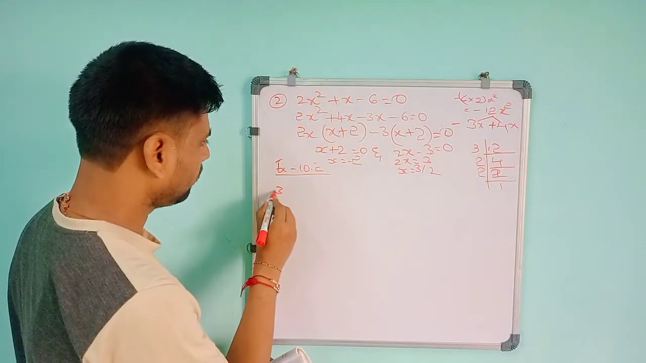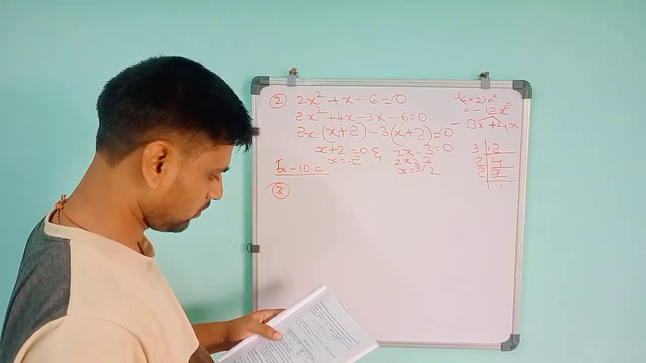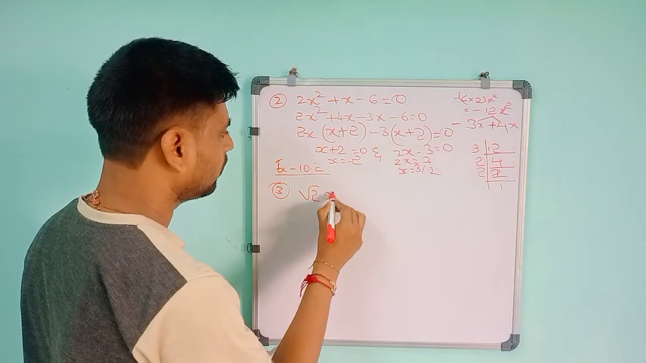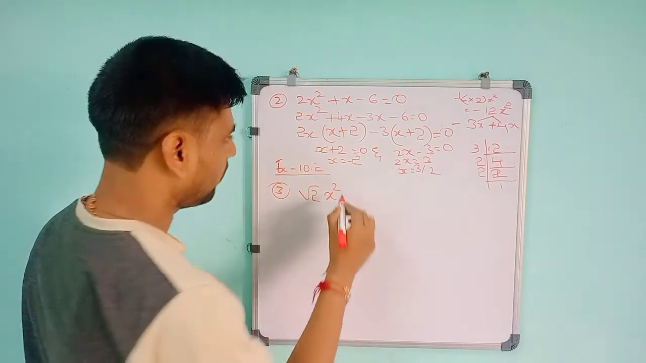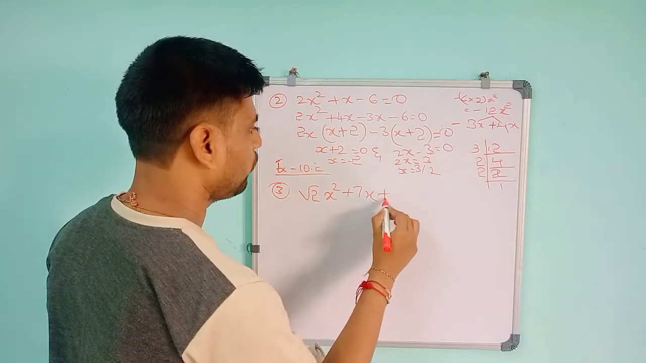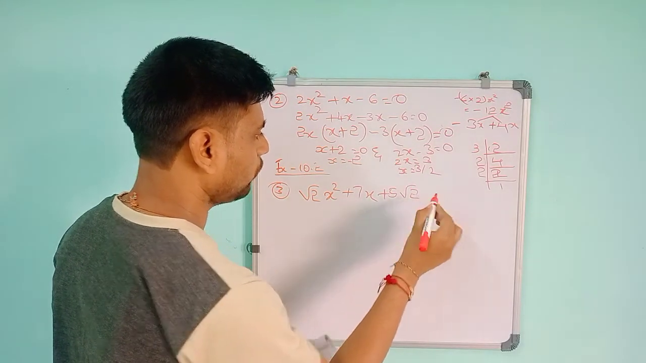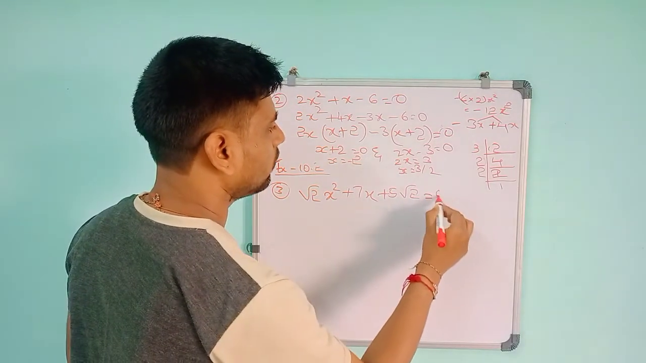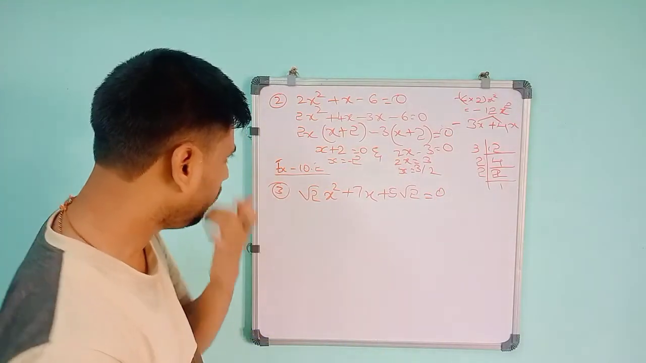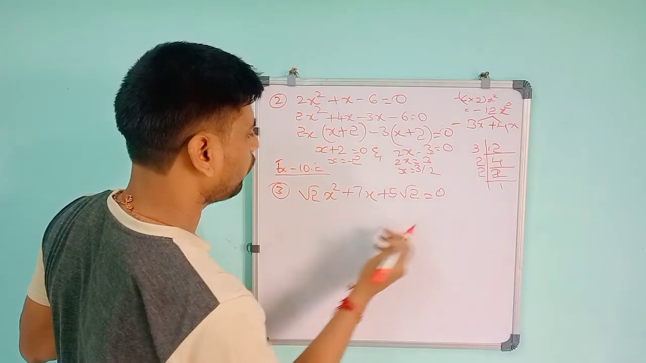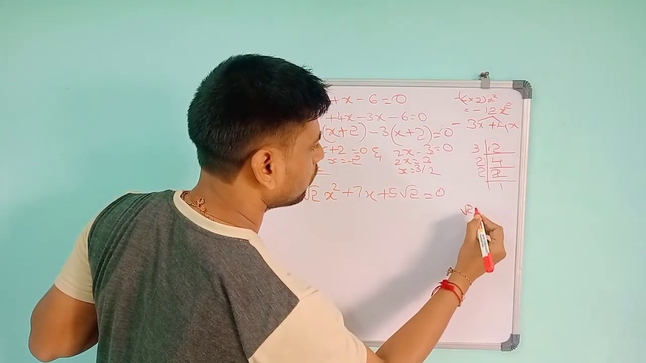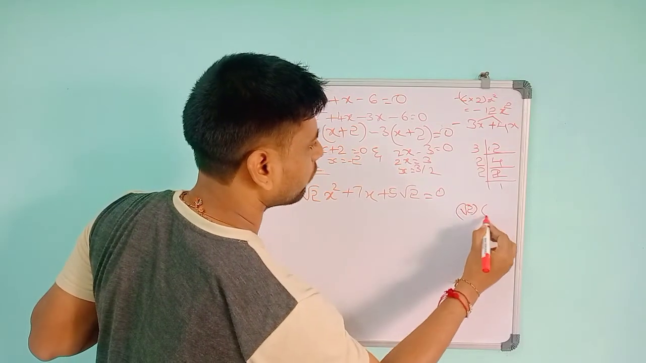Next problem. Root 2 x square plus 7x plus 5 root 2 is equal to 0. So this has root terms, but nothing else, same method. You have to multiply the last and first numbers. So root 2 is there, and 5 root 2 is there.